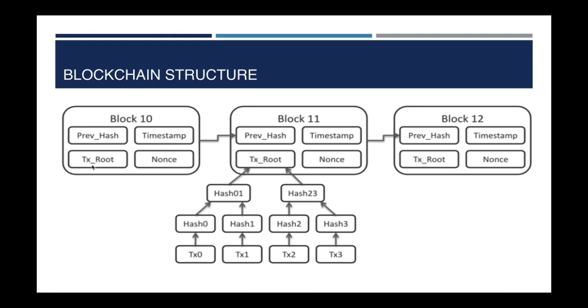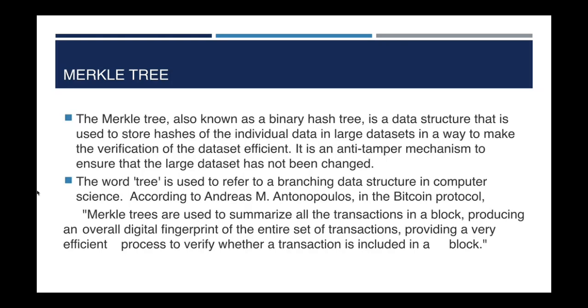One interesting field is transaction root. As you can see in this picture, every transaction is hashed to a value and it is consolidated to a certain level to form a transaction root. So how is this transaction root achieved? This is achieved through something called a Merkle tree. Now let us see what a Merkle tree is.